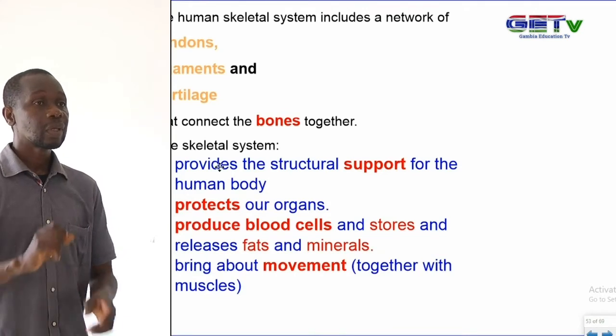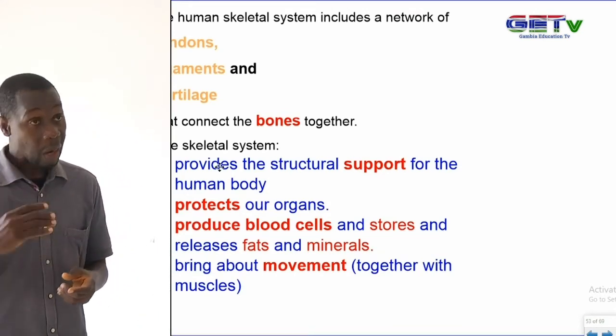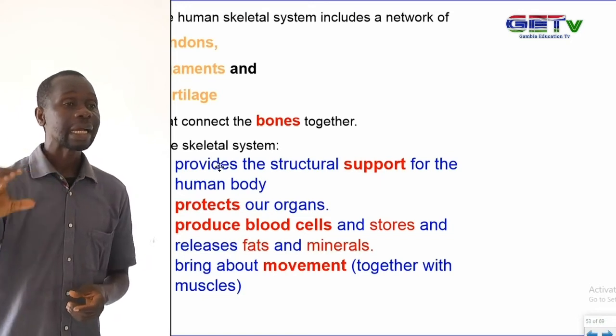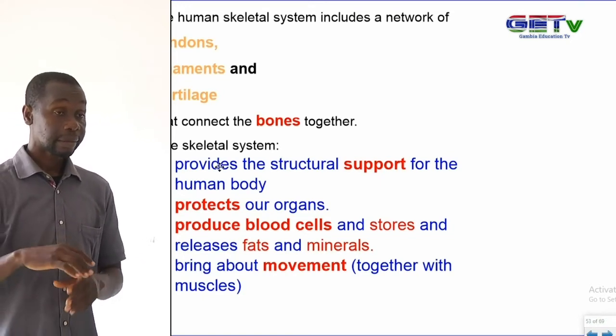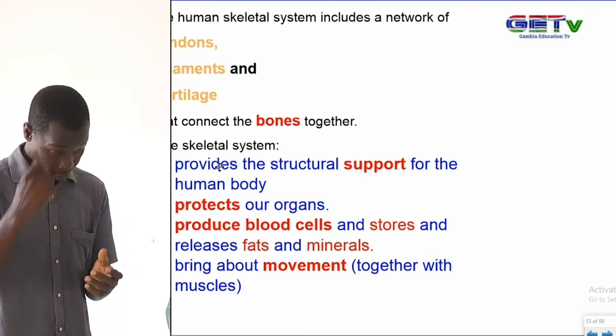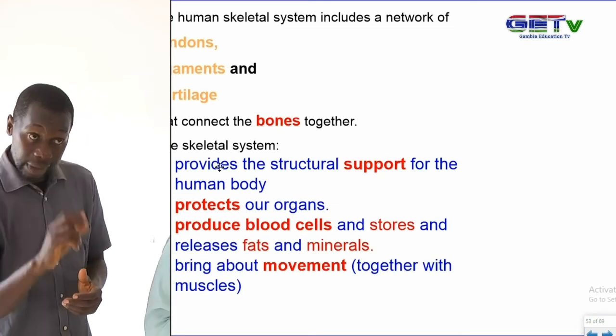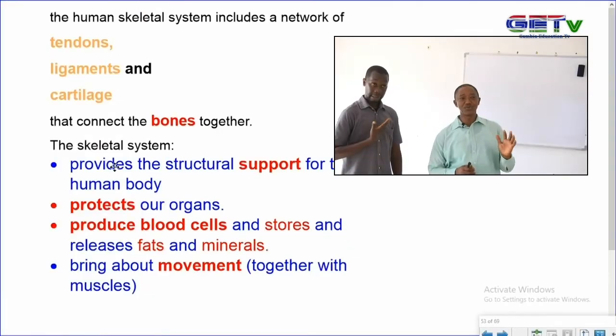So the human skeletal system includes a network of tendons, ligaments, and cartilage. Now, tendons, ligaments, and cartilage all work together to connect the bones together. If we look at the skeletal system, it has some important functions.